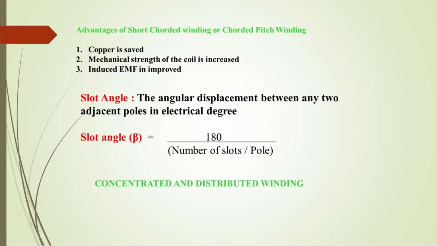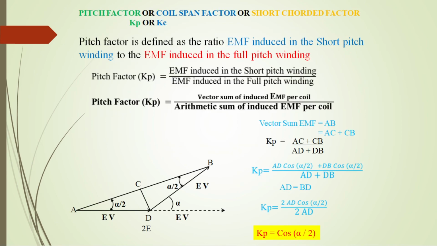The advantages of short corded winding or short pitch winding: copper will be saved here, mechanical strength of coil is increased, and EMF induced is also improved. Let us see what is slot angle. Slot angle is the angular displacement between any two adjacent slots in electrical degrees. Slot angle beta is equal to 180 divided by number of slots per pole.